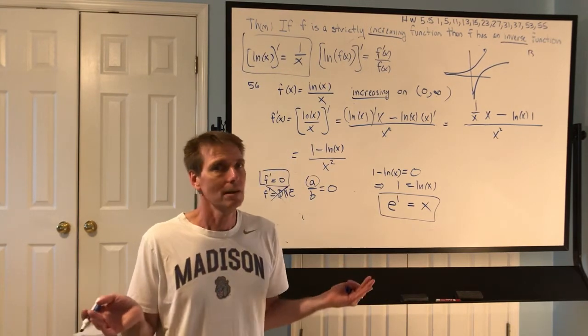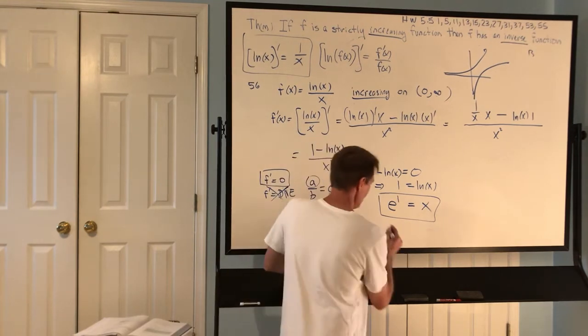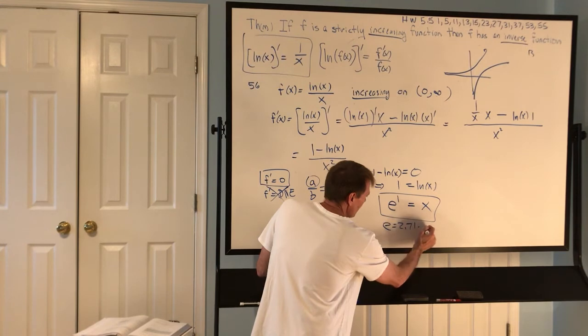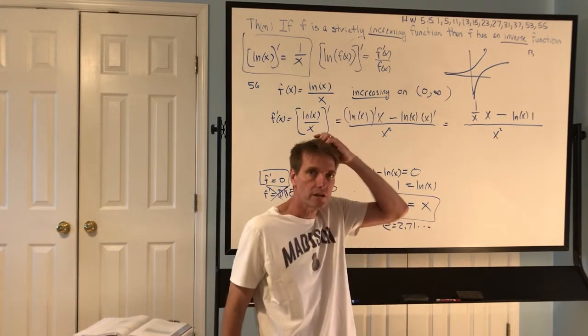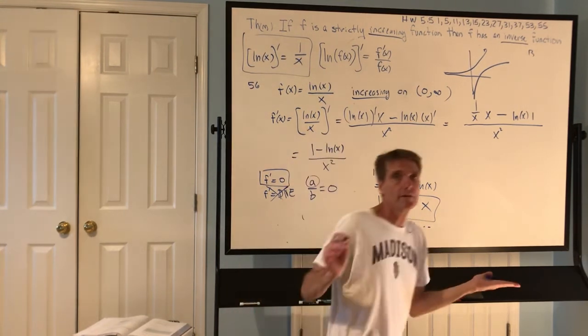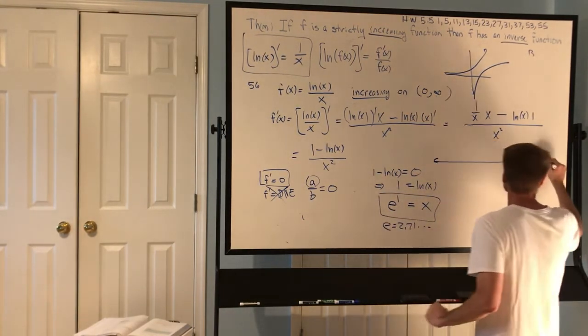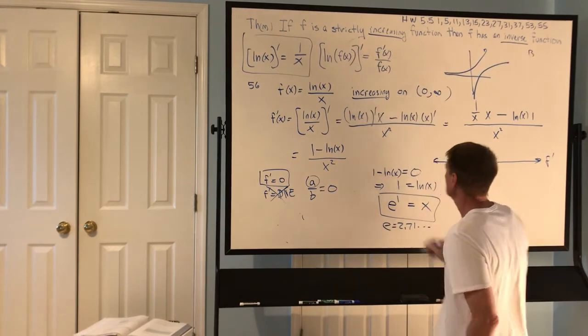And you're like, Dr. Warren, what's e to the 1? It's just e. What's e? Well, that's 2.71, blah, blah, blah. It's an irrational number. But it doesn't matter what e is. What matters is this helps us answer the question, when is this increasing?